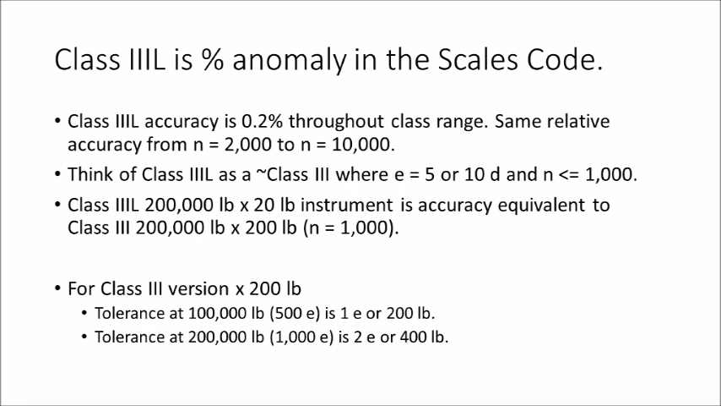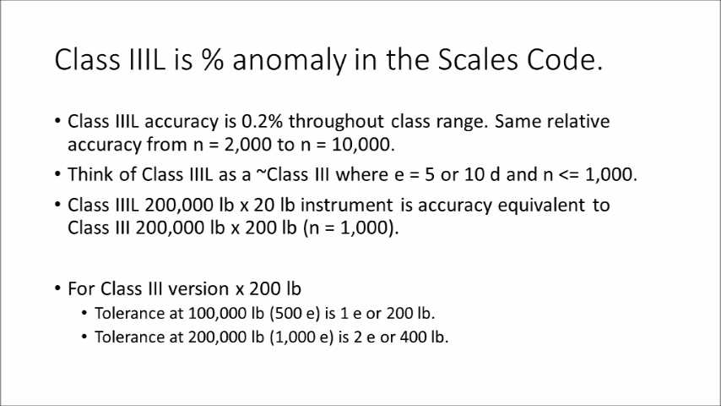Perfect example, the prototypical class 3 instrument people talk about is 20,000 pound by 20 pound. Now that is accuracy equivalent to a class 3 scale that's 200,000 pounds by 200 pounds, or N equals 1,000. People might ask, don't you mean 50 pound? Well, no, because at 50 pound, that would be 4,000 divisions in class 3, and the tolerance is 3 divisions, which is 150 pounds of tolerance at 200,000. That's not equivalent to the 400-pound tolerance in class 3L.